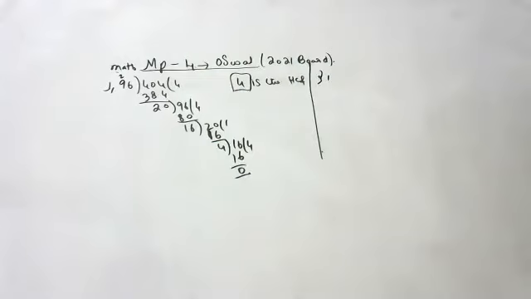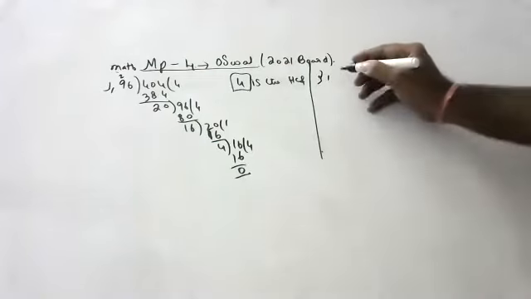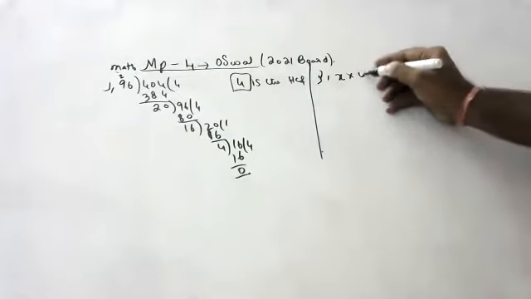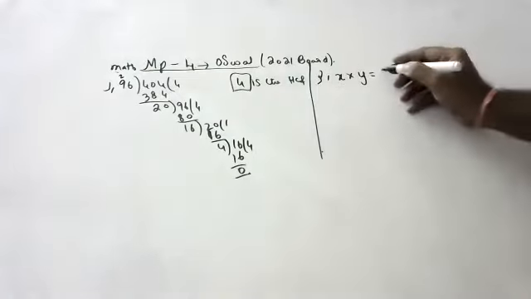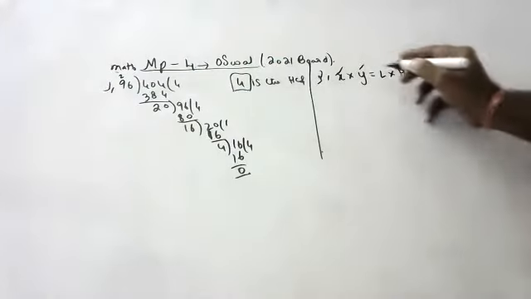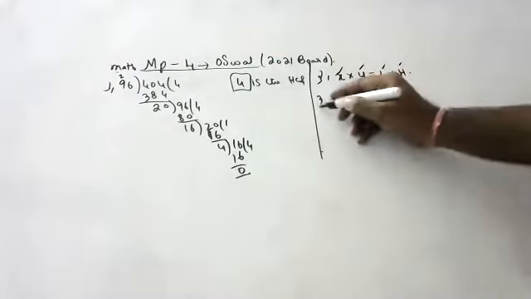Second question. The product of two numbers is equal to the product of their HCF and LCM. Product of two numbers is equal to LCM into HCF. You all know that one, children.